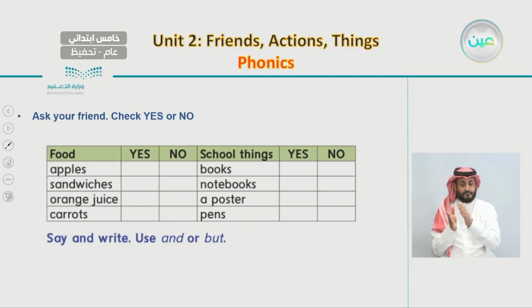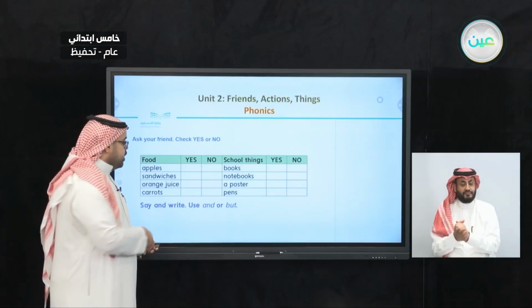Now, I would like you to ask a similar question to your friend. So have a list like this. Here is the food: apples, sandwiches, orange juice, carrots. This is about food and about school things: books, notebooks, a poster, pens. Ask him about this. So say, for example, hello, my friend. Do you have apples? If he says yes, here we put yes. Do you have sandwiches? If he says no, here we put no.